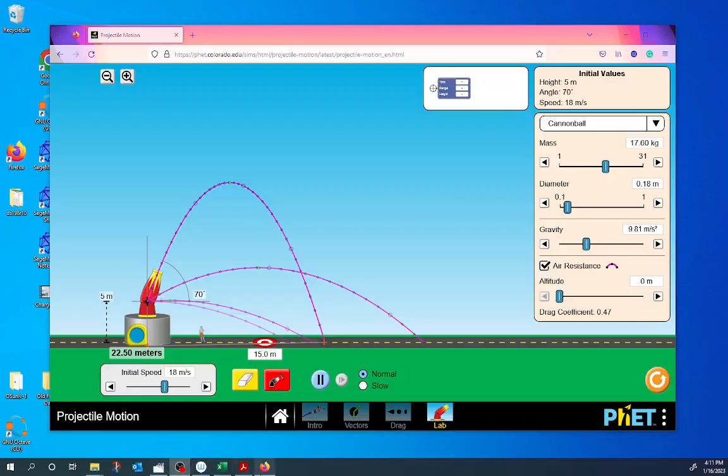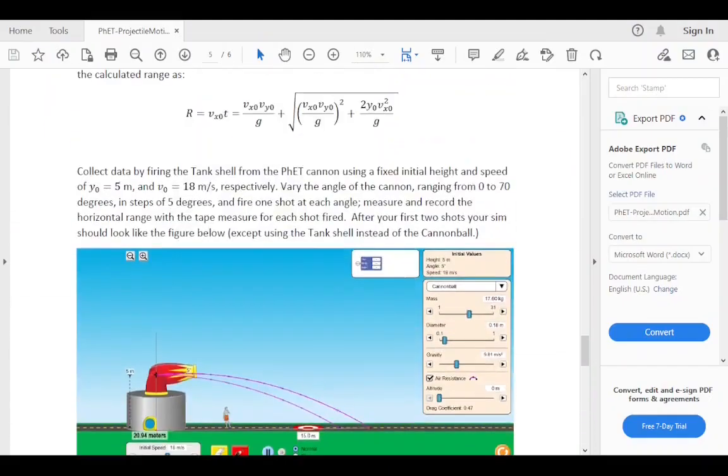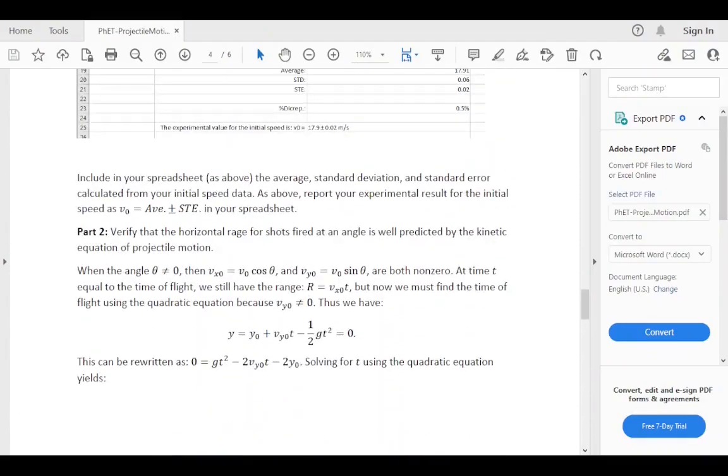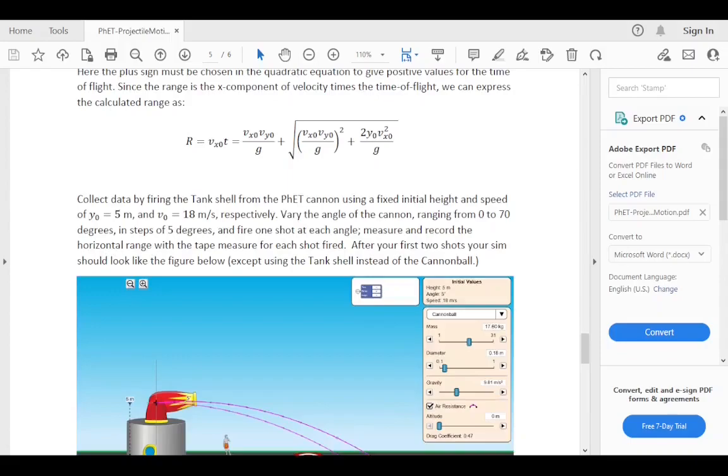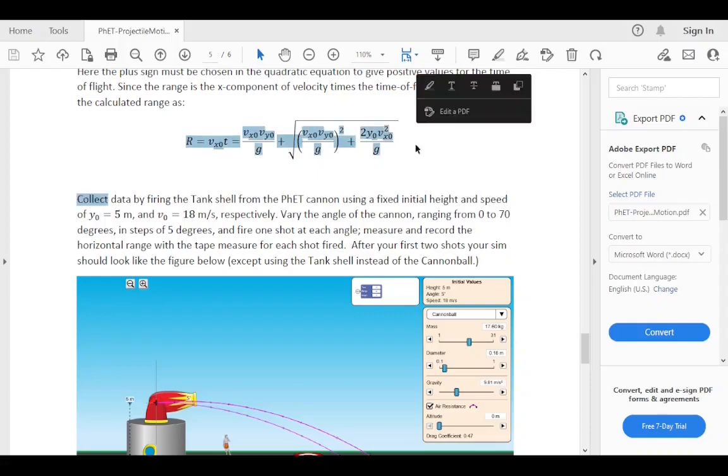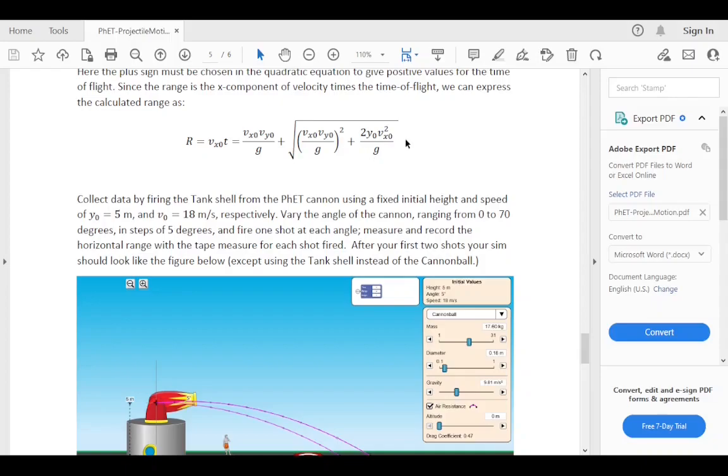Let's go back to the handout real quick. If you look at that handout, you'll see we calculate what the range should be from the kinetic description. The range from the kinetic description will turn out to be this formula right here. It's kind of big, but it's not that bad. And we're actually going to be entering that formula in Excel. We're going to use this to calculate the range directly and then verify that it's compatible with the range that we measure with a tape measure.